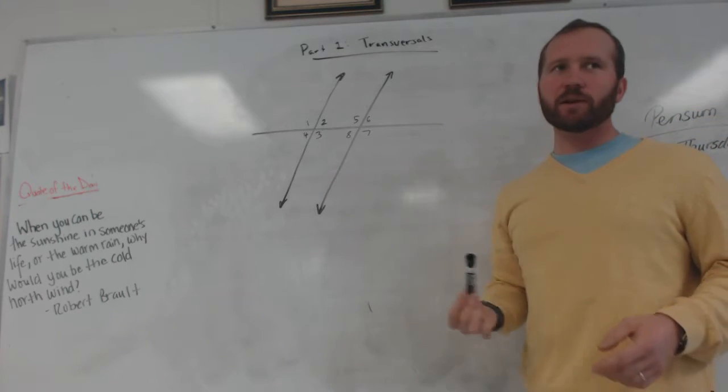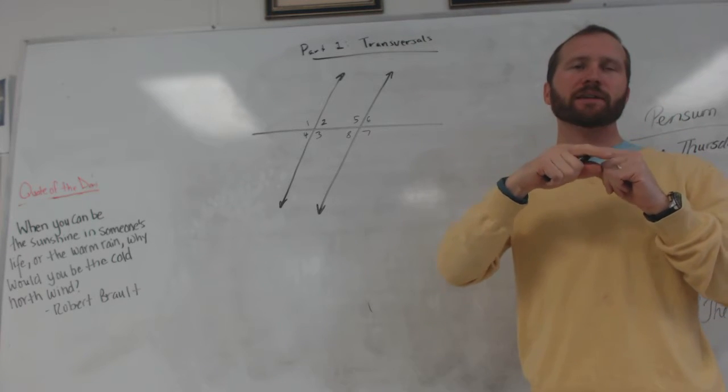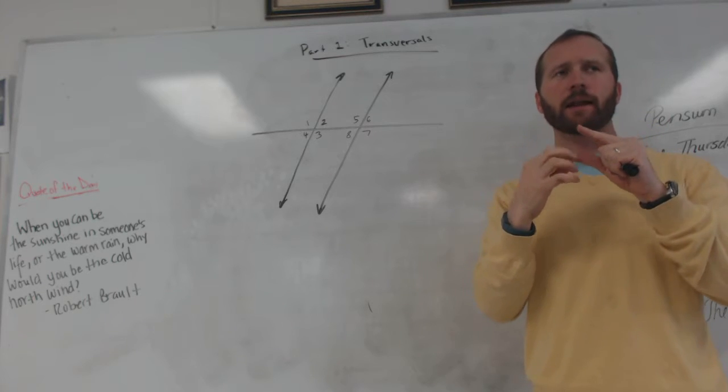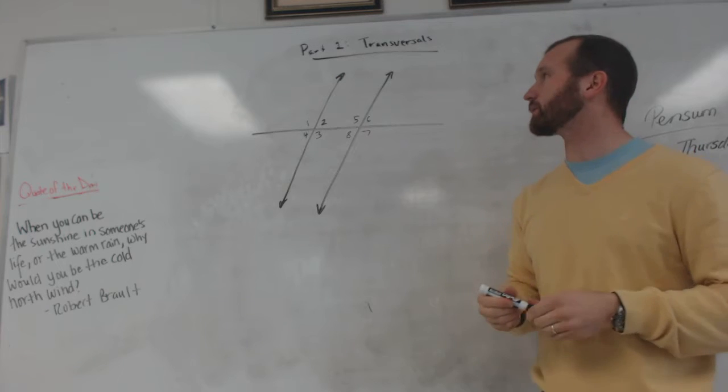Okay, part one, transversals. So we notice this pattern, right? In a triangle, we have this angle on the outside of the triangle that adds up to the two angles on the inside. And there is actually a reason for that.